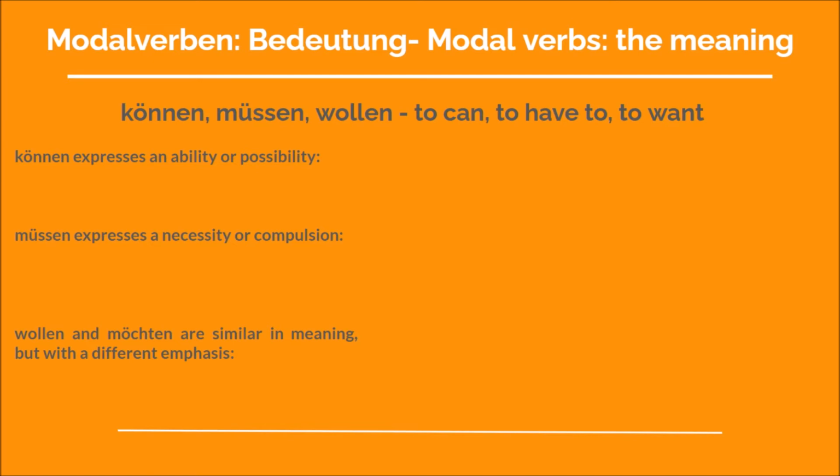Let's see how the different modal verbs change, or what the difference is. Let's have a look at the different meanings of the single modal verbs. Können expresses an ability or possibility. Ich kann studieren, which means I have the mental ability or the financial means to study.